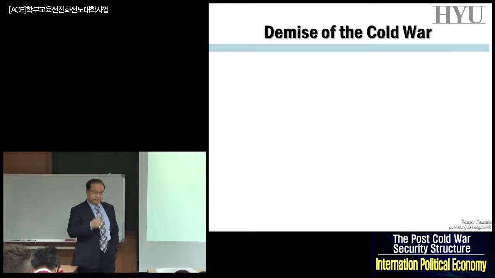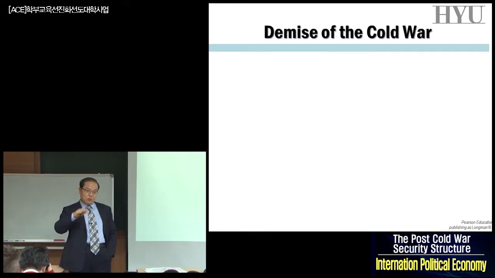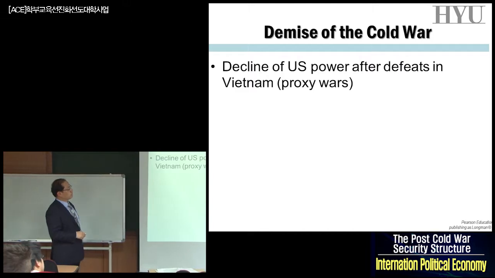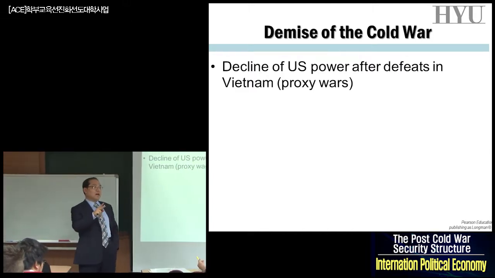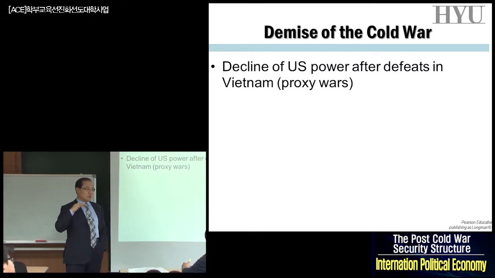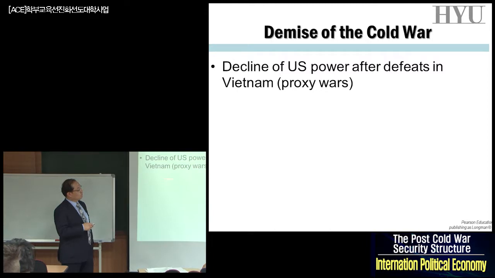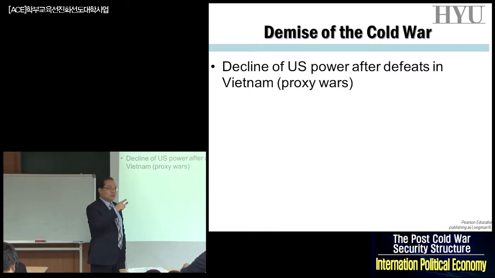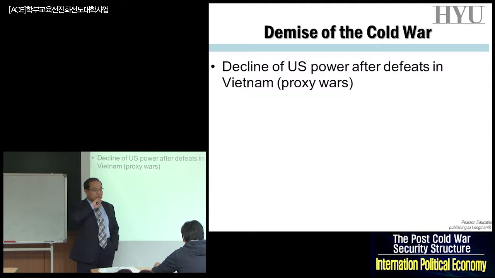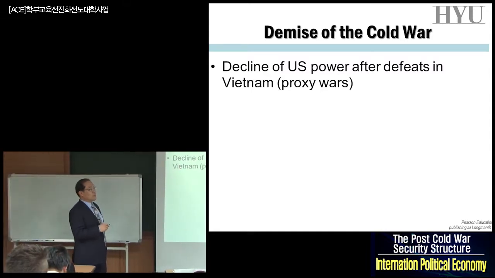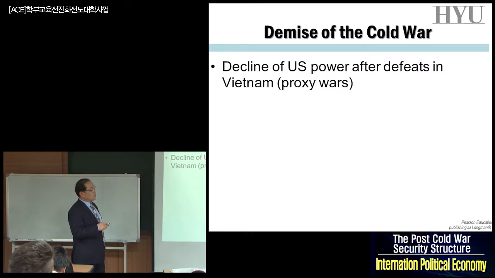Now, how the Cold War ended, it's important to know, right? How the Cold War was declining. First, I think the Cold War ended because America was weakening and the Soviet Union was weakening. America first was weakening due to the Vietnam War in the 60s and 70s. And like I said, when we studied the financial structure, America was weakening because of the weakening dollar in the early 1970s. So both in terms of financial and military reasons, America was weakening already in the early 1970s.